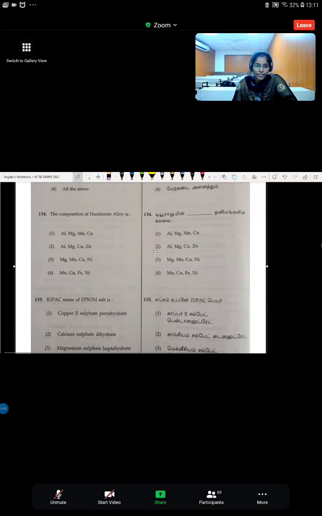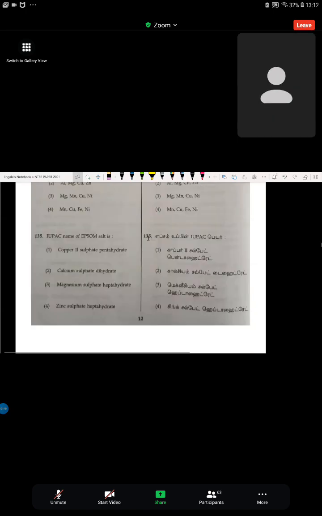So let's see that. The first question is the composition of duralumin alloy. We know that alloys are a mixture of two or more metals, or a metal and a non-metal. The main metals present in duralumin are aluminum, the main metal, and manganese. Zinc will not be there in duralumin. Yesterday when I spoke with some students, they were confused and marked option 2, but no, option 1 is correct. Duralumin is a mixture of aluminum, magnesium, manganese and copper, but not zinc. Clear?